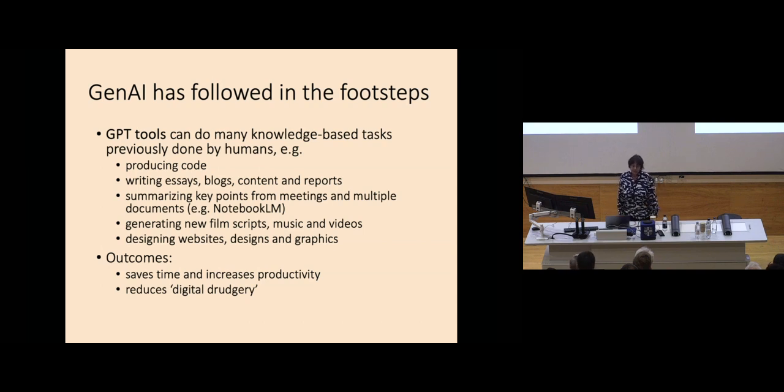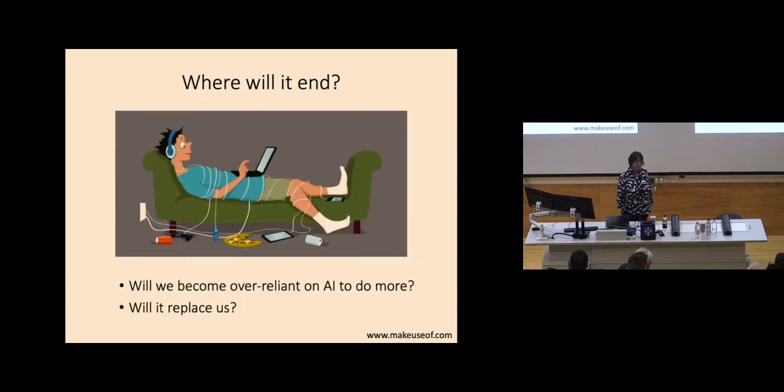And the outcomes from this include, as I said, saving time and increasing productivity. But it also, for many tasks, reduces the digital drudgery. Where will it end in another 55 years' time? Will we become over-reliant on AI and it will do more and more for us to the point that it will replace us? And many people are worried about how it will take over many of our jobs.